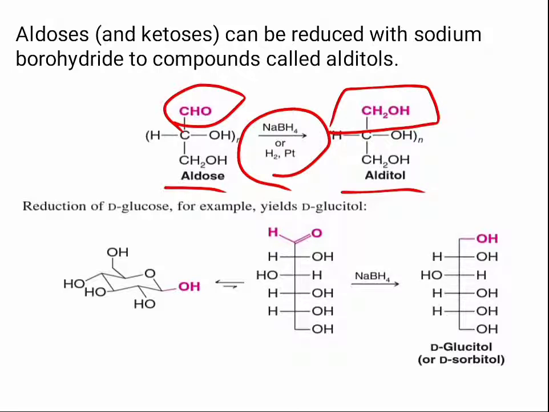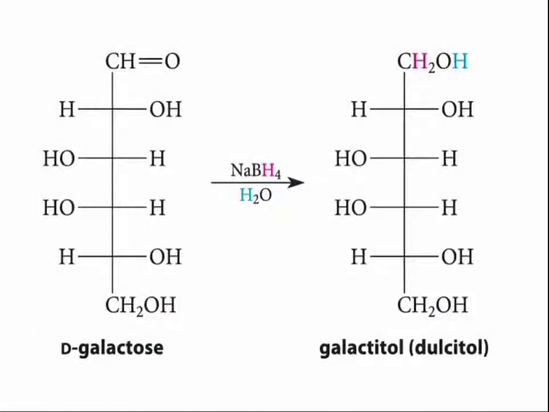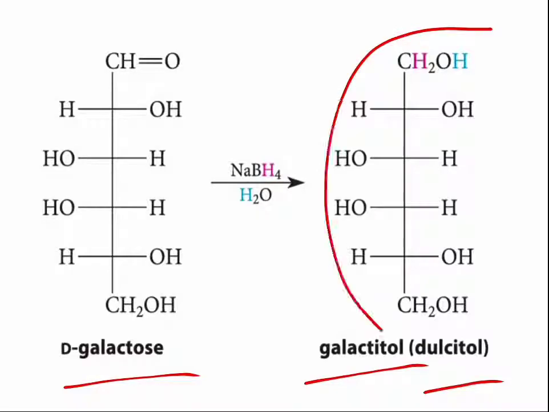Reduction of D-glucose, for example, gives D-glucitol. So this is your D-glucose and you are reducing it with sodium borohydride, you will get D-glucitol. If you take D-galactose, you will get galactitol, which is also called dulcitol. So this is the dulcitol.